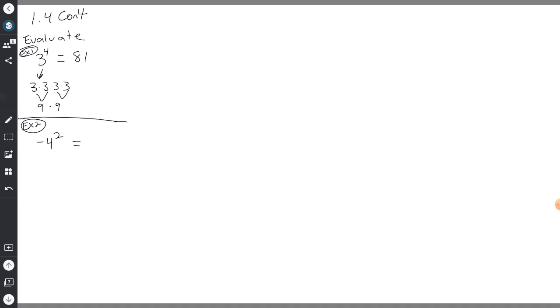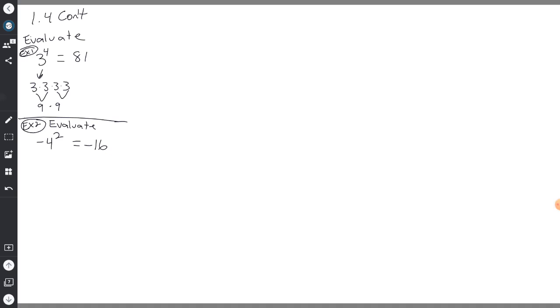We are evaluating negative 4 squared. Positive or negative? Negative. Yeah, negative. No parentheses. So whenever we have no parentheses, we're going to always have a negative result. How do you do that in a calculator? You will have to use the negative button.